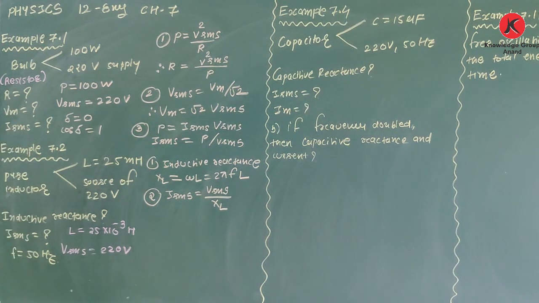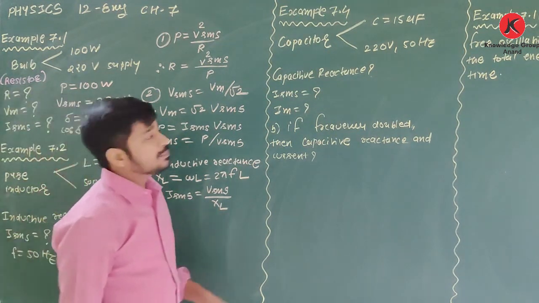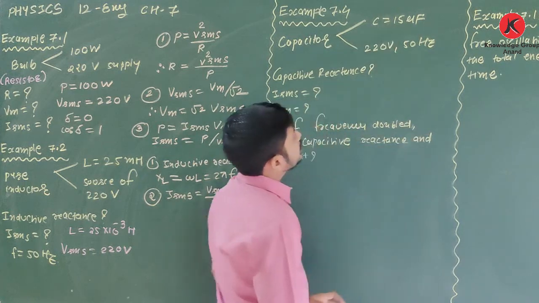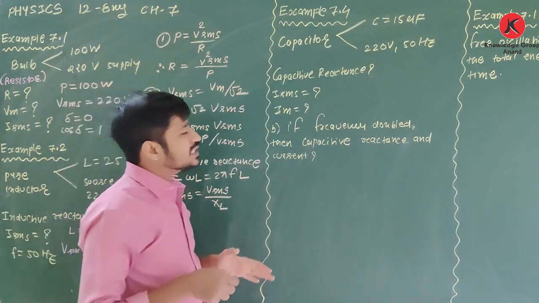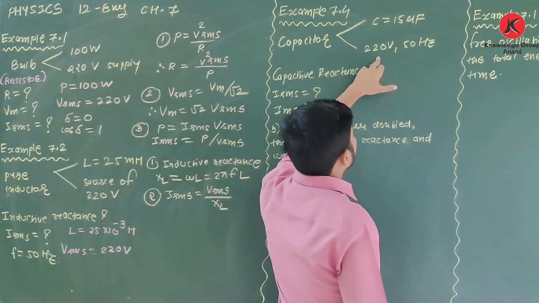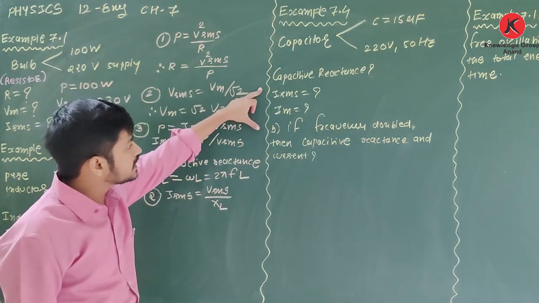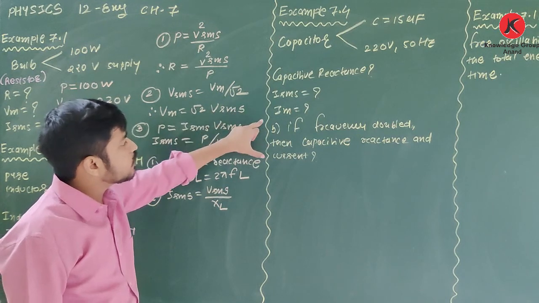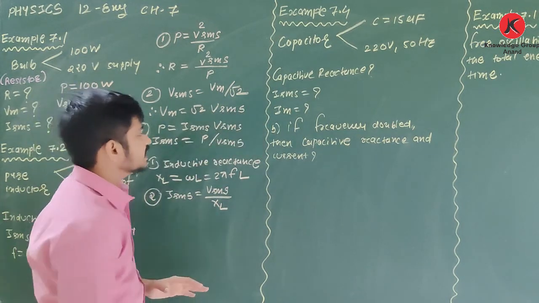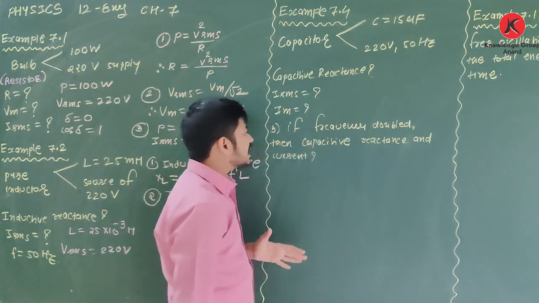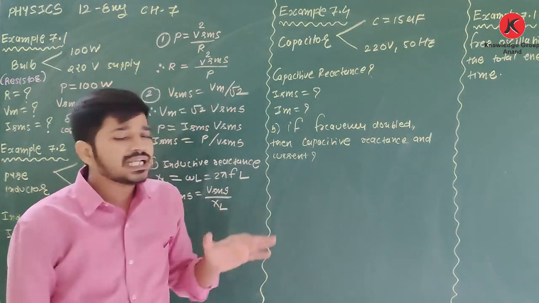Next one, example 7.4. You are given a capacitor having capacitance C equal to 15 microfarad connected to a source of 220 volt and 50 hertz. You have to find the capacitive reactance, the IRMS and the IM. Another question is: if the frequency is doubled, then what happens to the capacitive reactance and current?